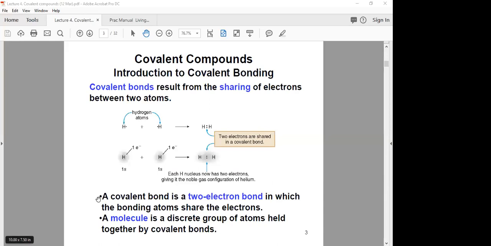So a covalent bond is simply a 2 electron bond in which the participating atoms actually share the electrons between themselves. And a molecule is a discrete group of atoms held together by covalent bonds. Normally we would use the word compound when we're talking about a substance formed by ionic bonds, but when it involves covalent bonds, we normally refer to that substance as a molecule. But as I've said before, those terms often are used interchangeably.